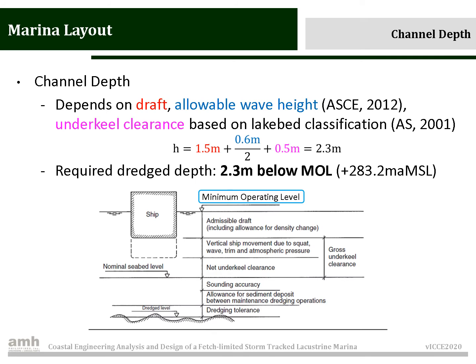We now compute the channel dimensions, and we start with the channel depth. So the depth depends on the draft and the allowable wave height under keel clearance based on lake bed classification. From the design vessels, we have a draft of 1.5 meters, and from ASCE, we use an allowable wave height of 0.6 meters for tranquil boat berth conditions. And for lake beds classified as clay to soft rock based on AS standards, use an under-keel clearance of 500 mm. This would result in a minimum required dredging depth of 2.3 meters below minimum operating level, or equivalent to an elevation of 283.2 meters above mean sea level.